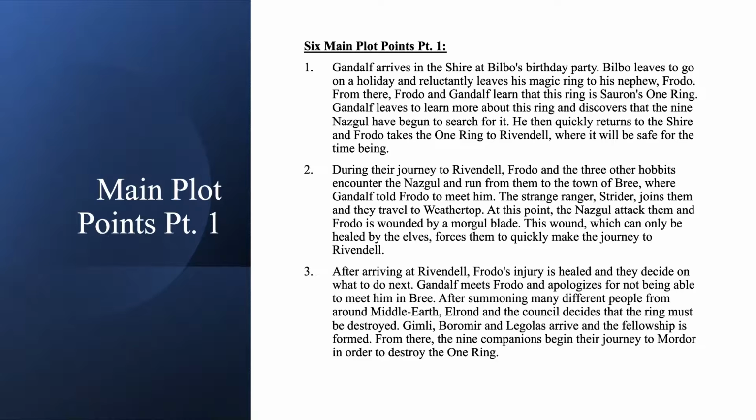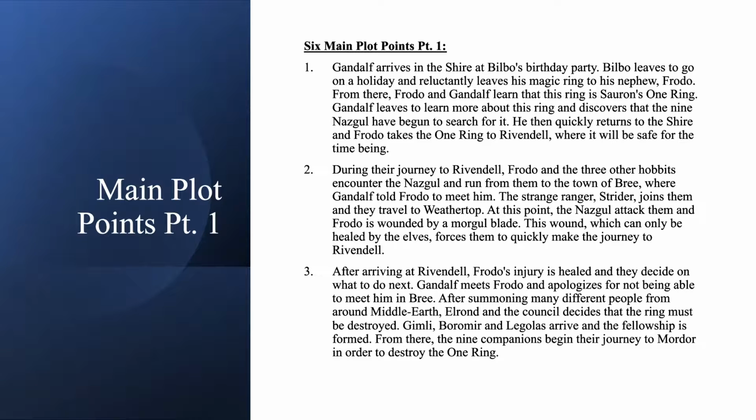The second point in the story that's significant is that during Frodo and the hobbits' journey to Rivendell, they are attacked by the Nazgul, and they make it to the town of Bree. Gandalf told Frodo to meet him there, but during this time, Gandalf is captured by Saruman and is not available. Therefore, some events happen, and Frodo ends up accidentally putting on the ring, alerting the Nazgul to his presence there.